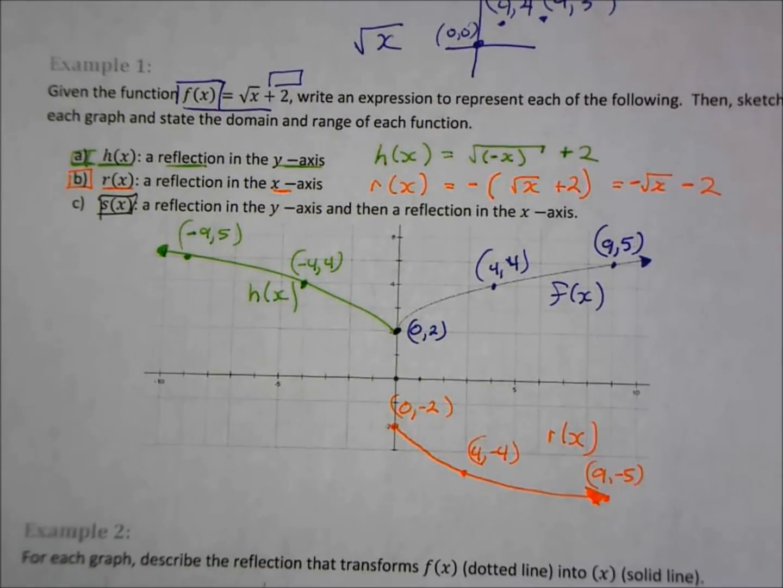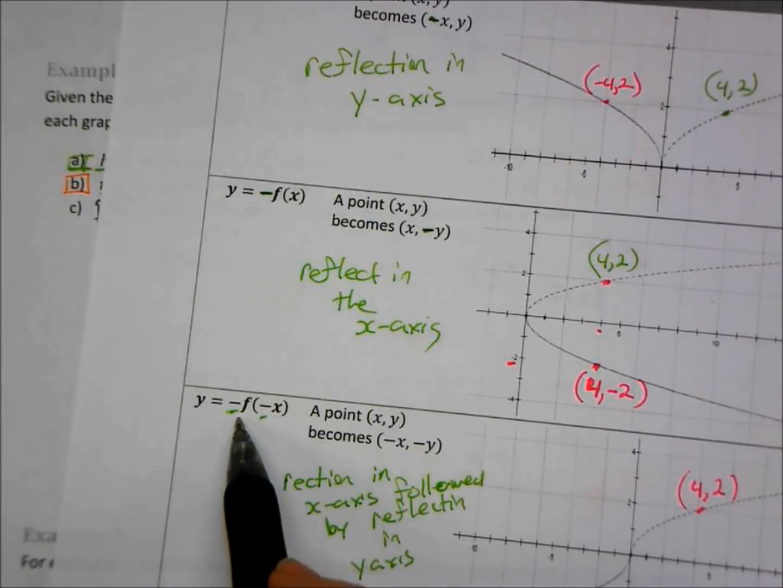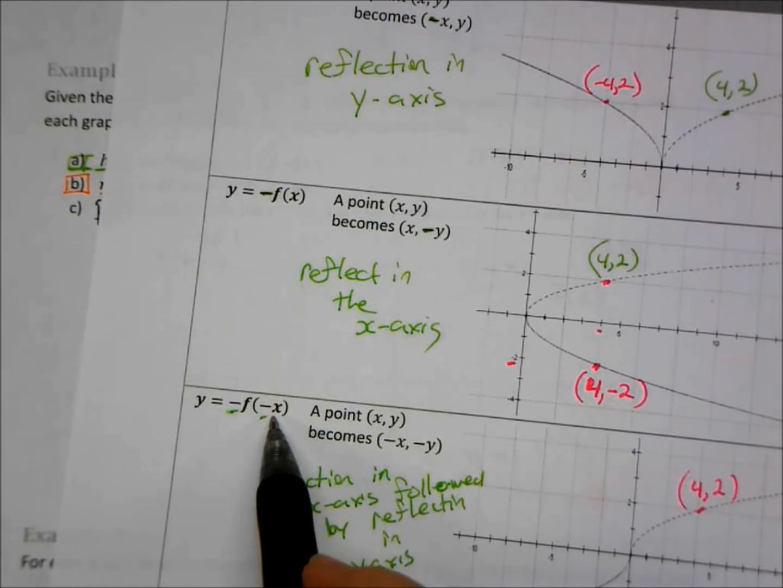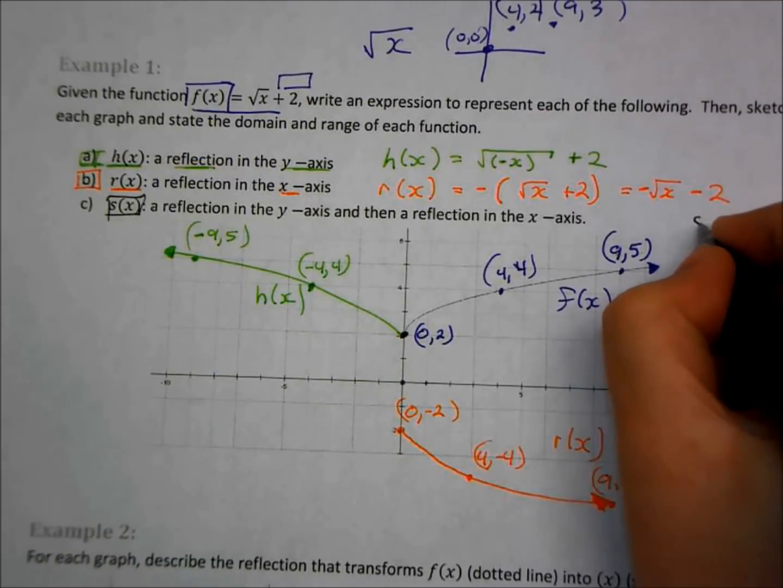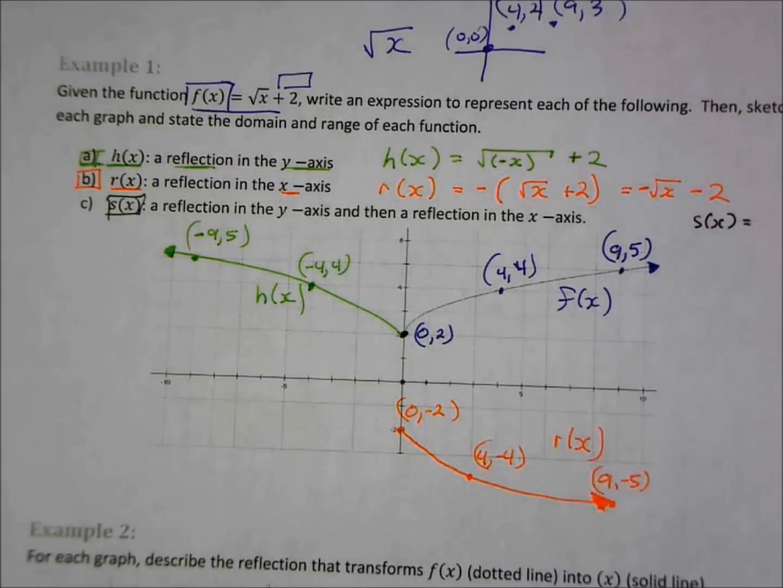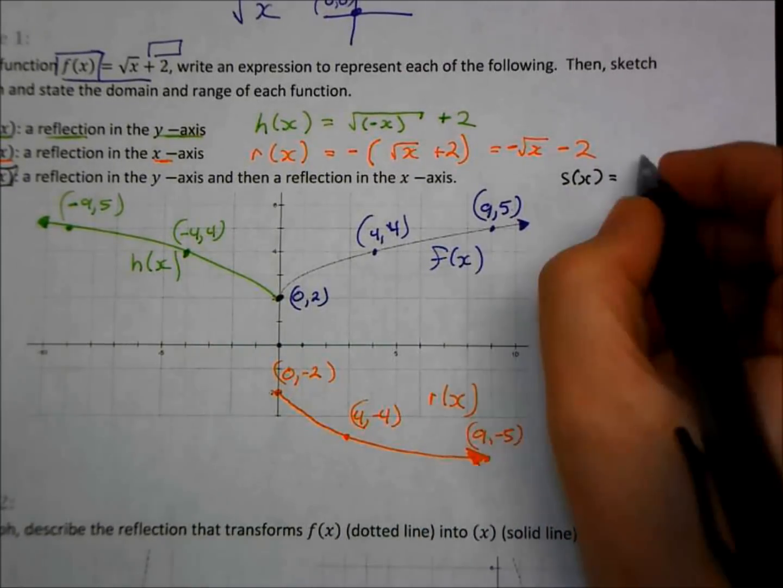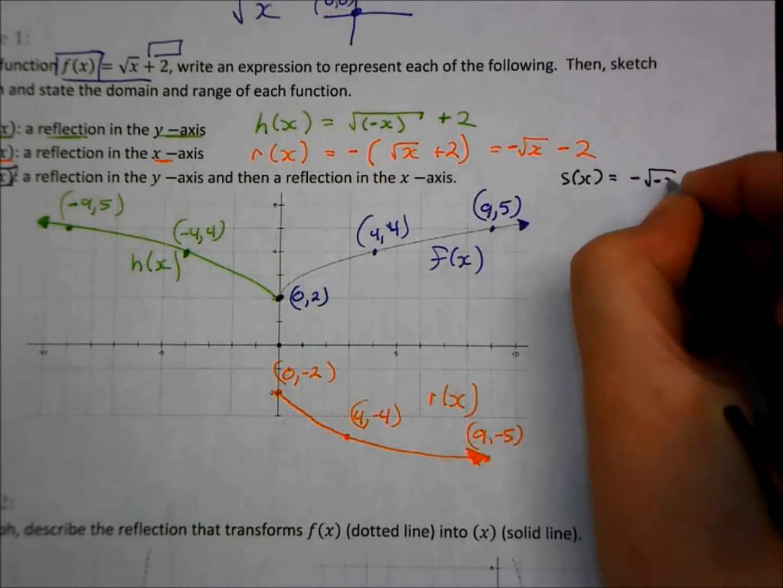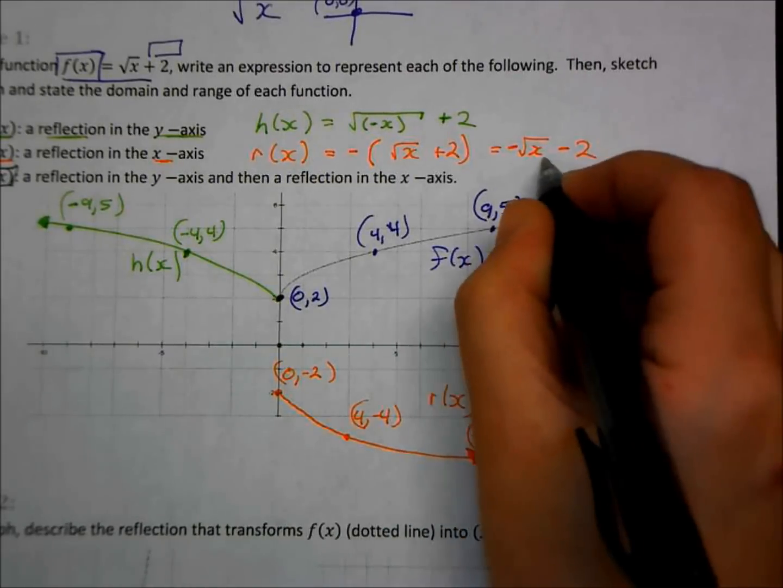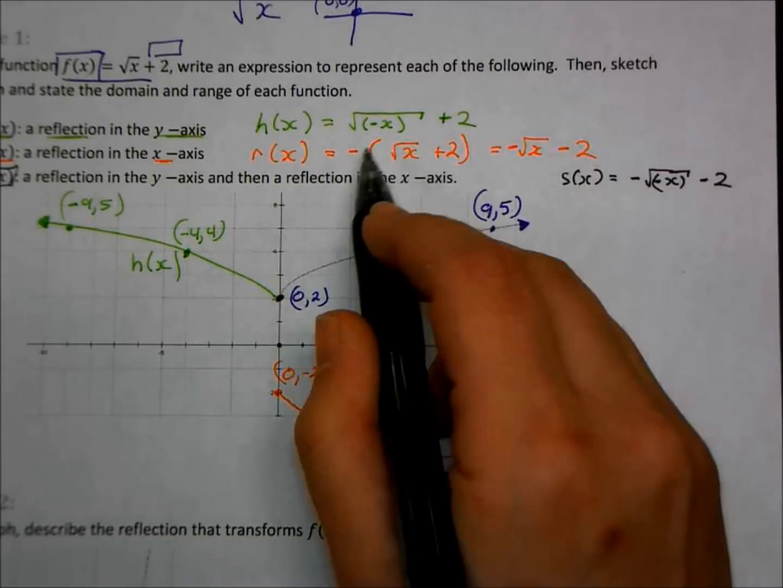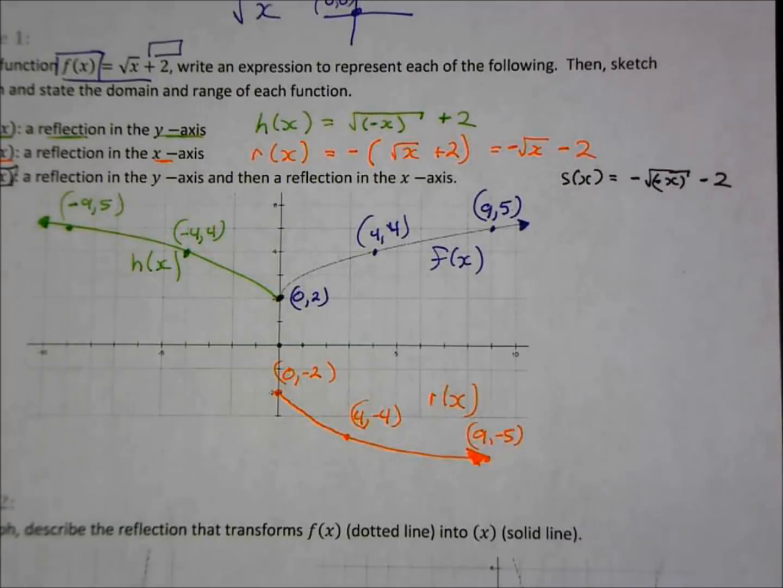So what I'm going to do for that is put a negative out front and a negative in front of the x. So what this becomes is s of x equals, and so let's take a look. If we take this function, it becomes negative square root negative x minus 2. So we took this one, so there's already a negative in front of the entire function from r, and we put an extra negative right in front of the x.